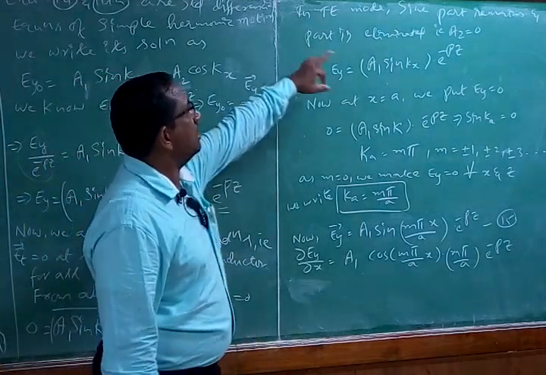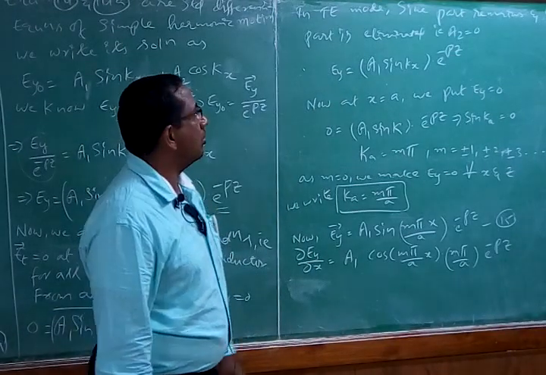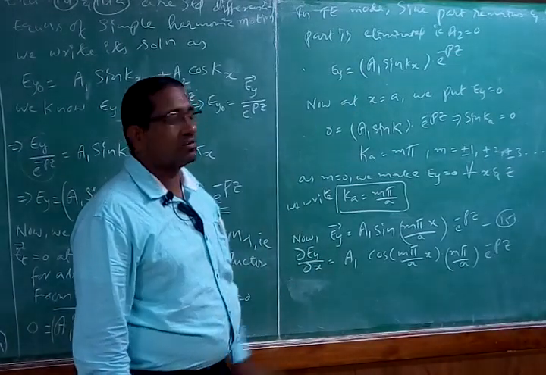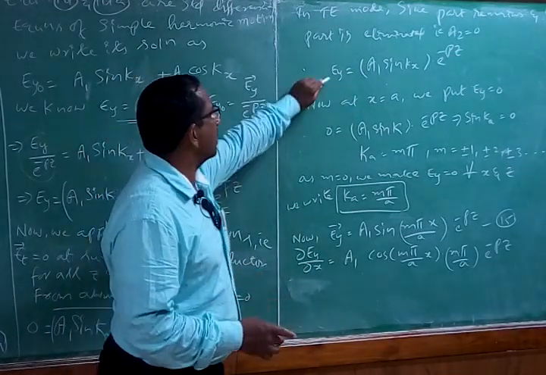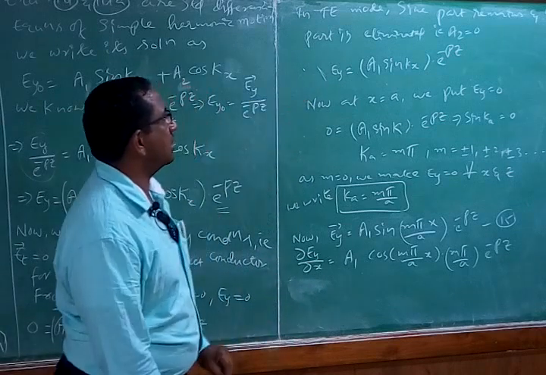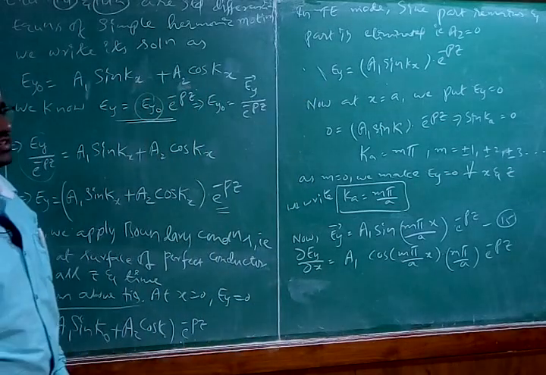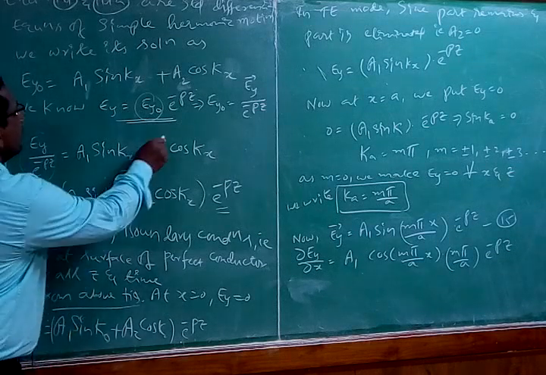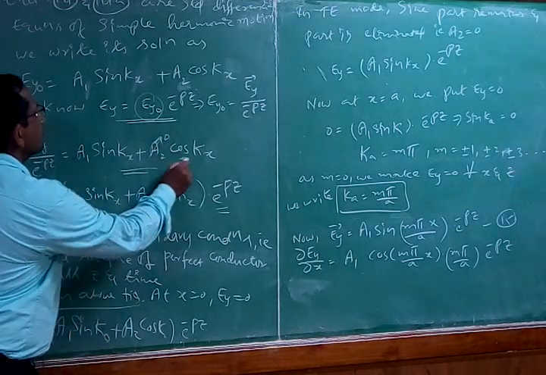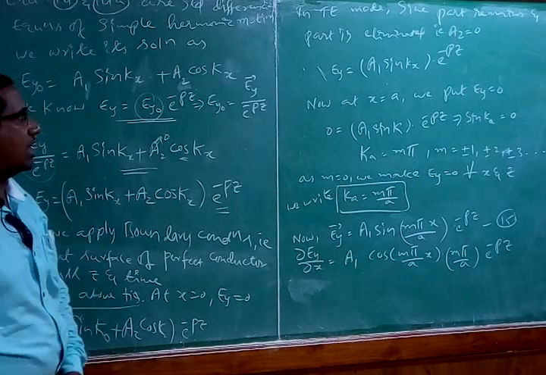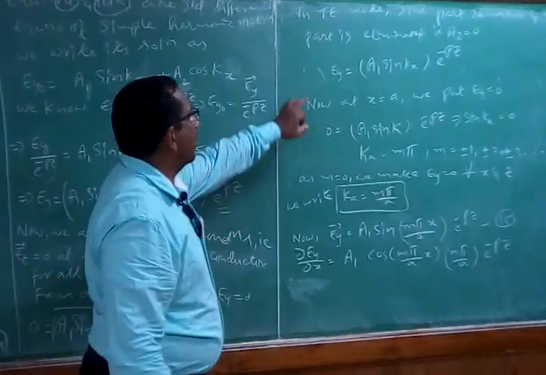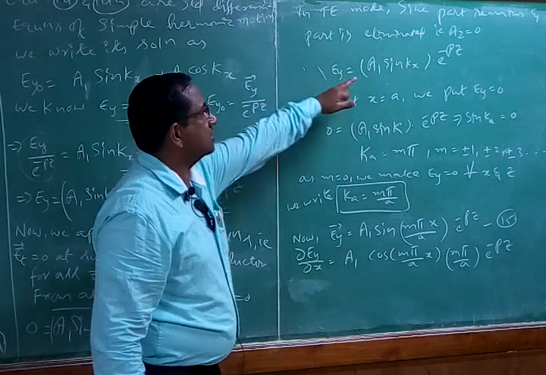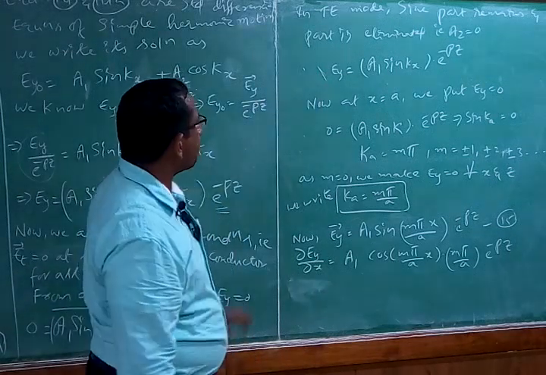So therefore the A2 component I can take as equal to 0. When A2 is 0, what can I write now? E_y is equal to A1 sin k_x x into e^(-pz). Now in this equation we will make A2 equal to 0 because the cos component is not going to be there. So therefore I can write E_y is equal to this factor in terms of sine.